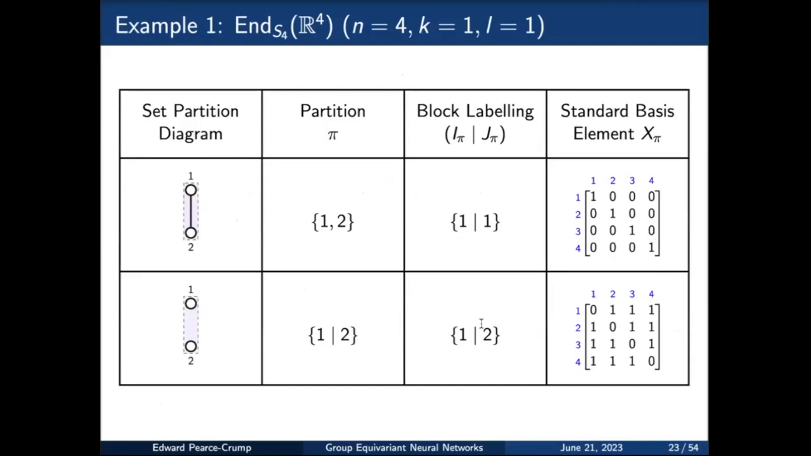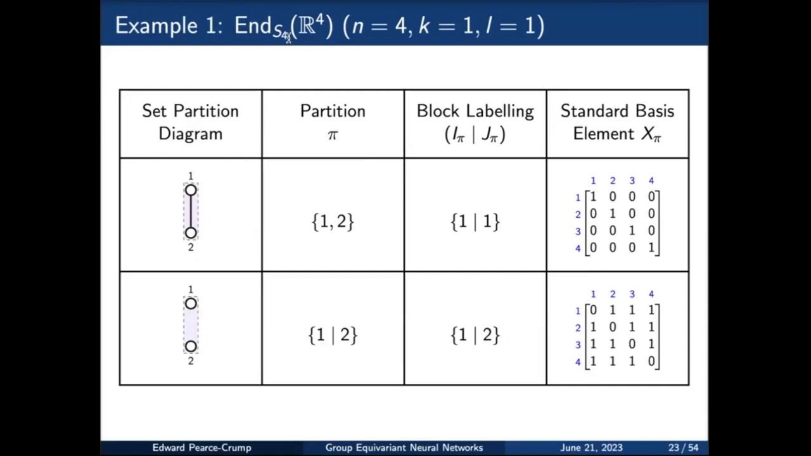So let me show you an example. I've got two examples actually here, just to make sure this hits home. So let's look right at the top. End S4, R4 just means the Hom space of S4 from R4 to R4, right? So in particular, we need to pick off what the N, K, and L will be.